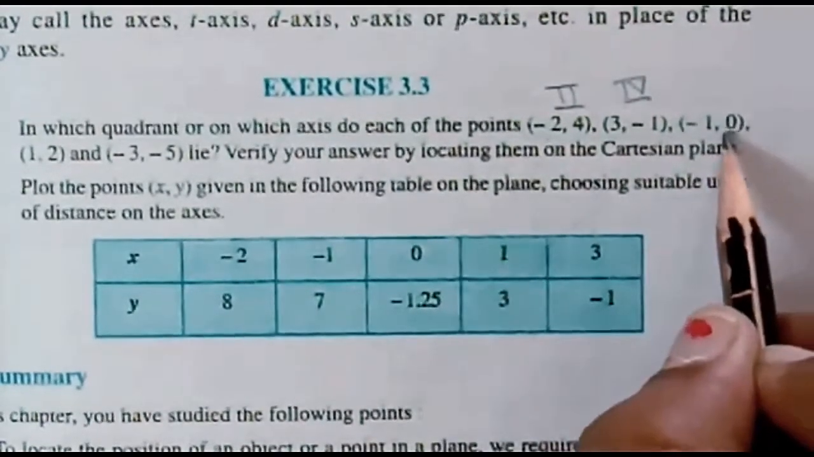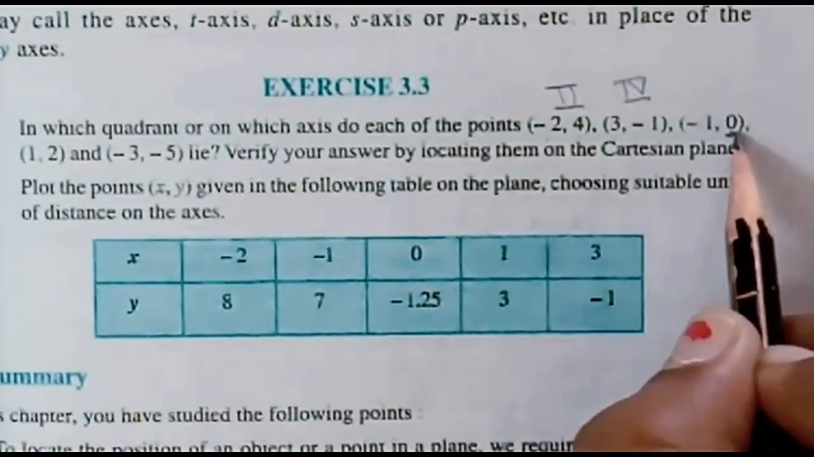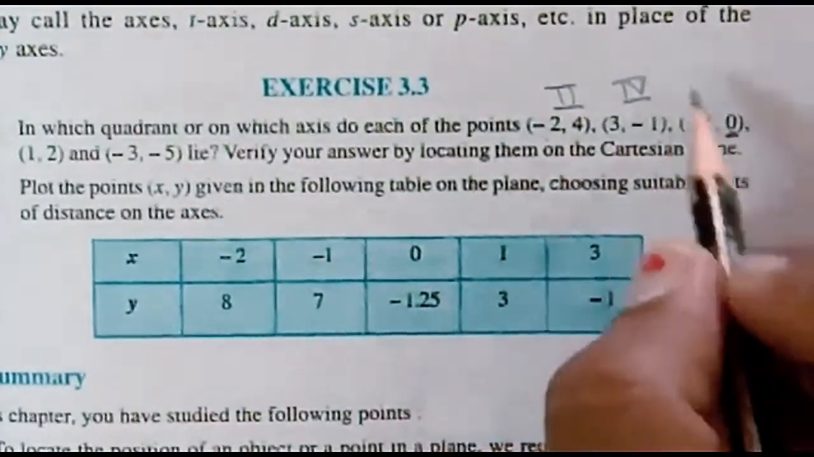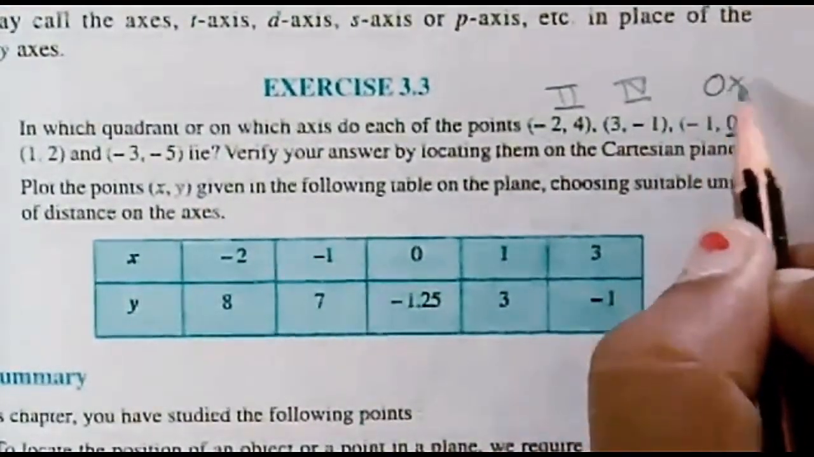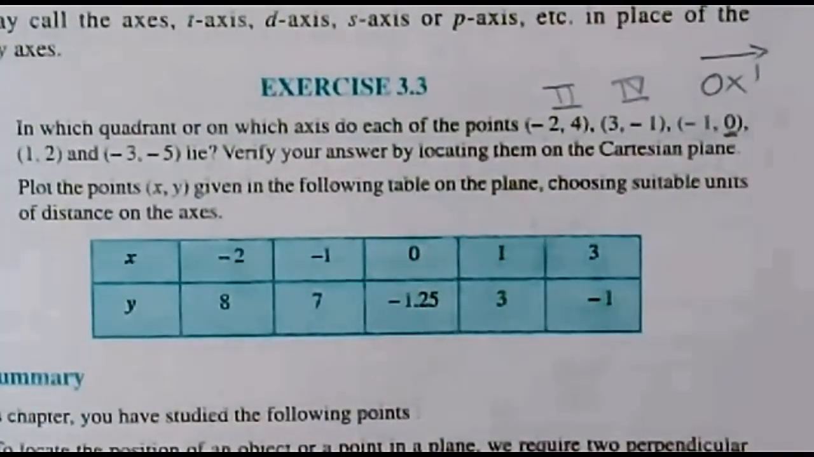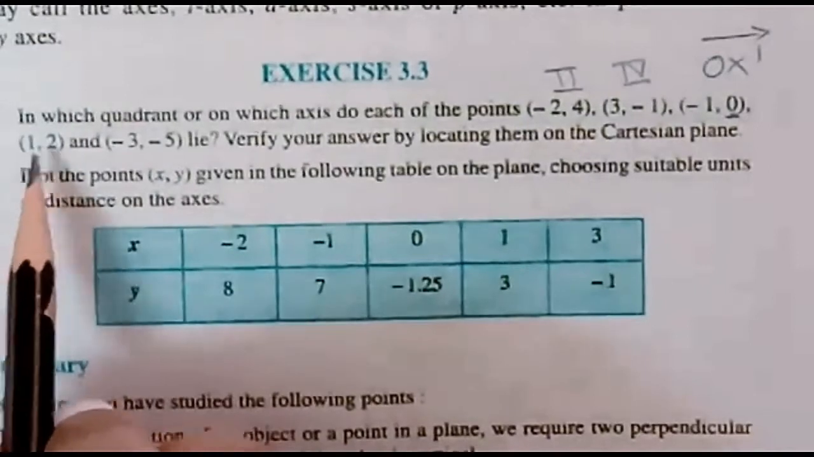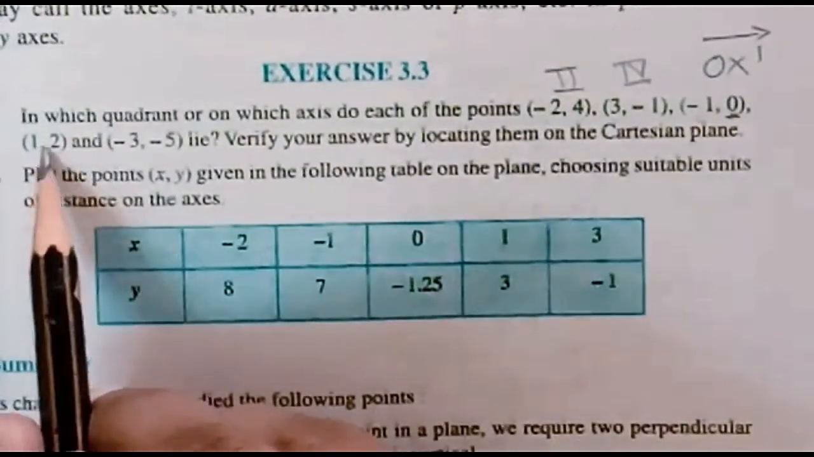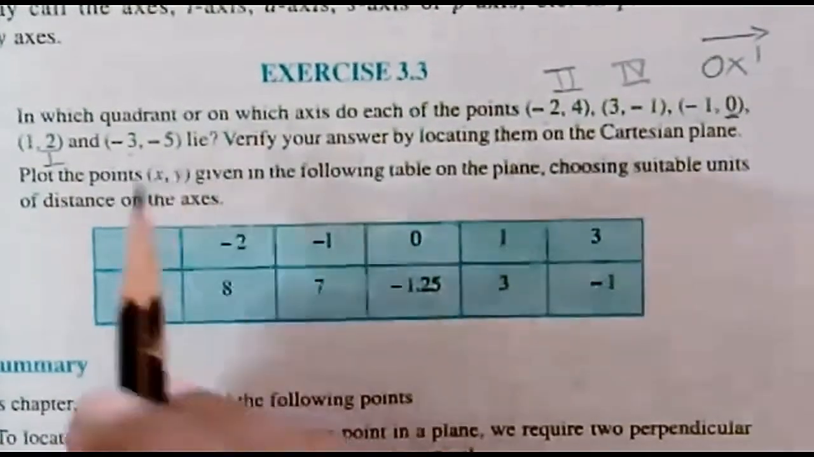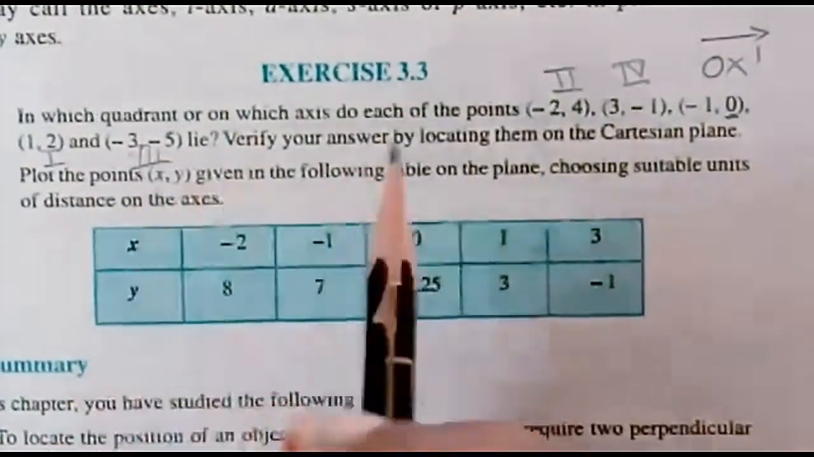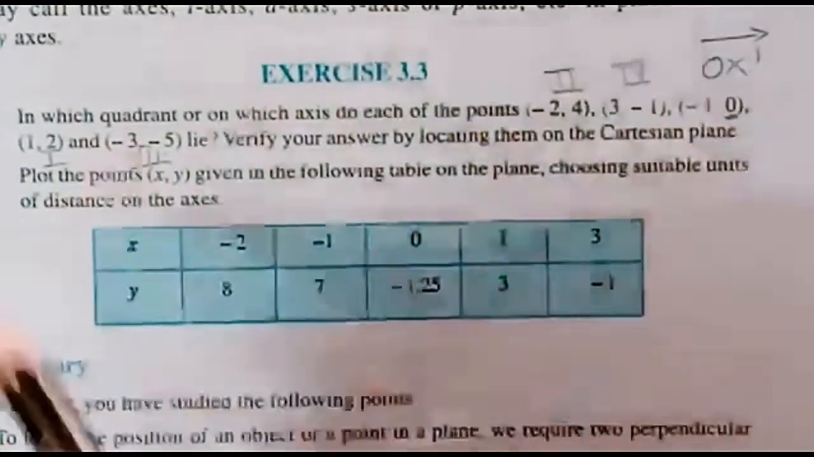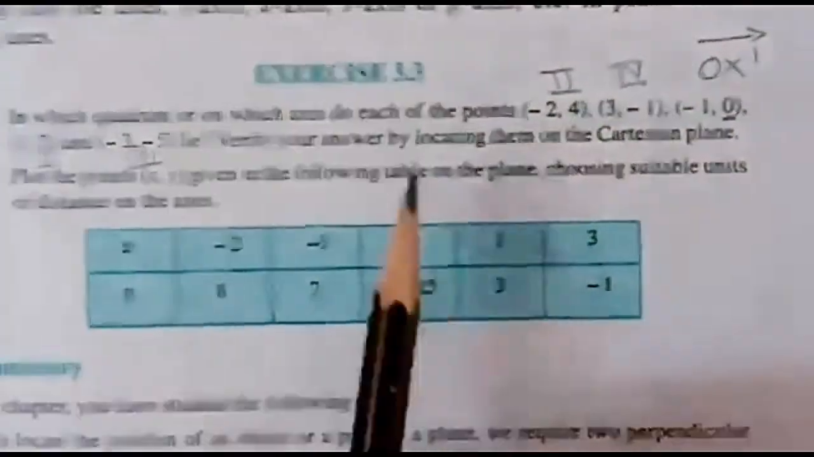-1, 0. Now don't say negative and positive. As the y coordinate is 0 here, it will lie on the x-axis. But because x is a negative number here, we can say it will be on ray OX dash, that means the negative x-axis. Okay, same way 1, 2 both are positive, so first quadrant. Both are negative in the next one, -3, -5, so it will be third quadrant. Now verify your answer by locating them in the Cartesian plane. So you can draw it on a graph paper and you can find out.